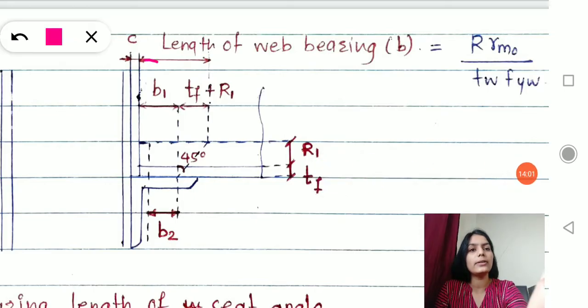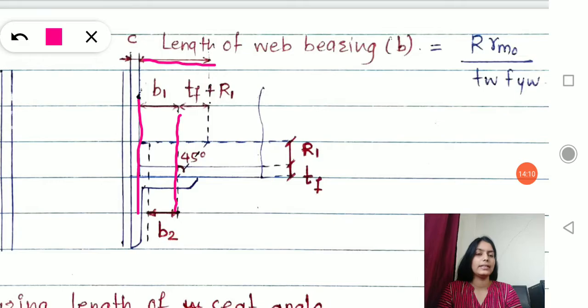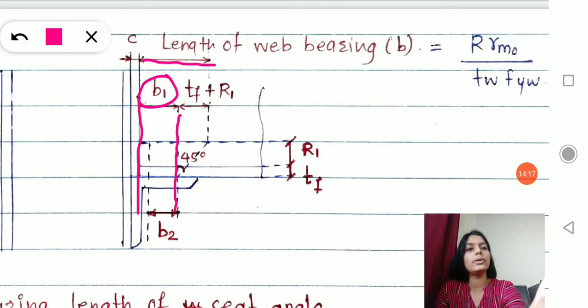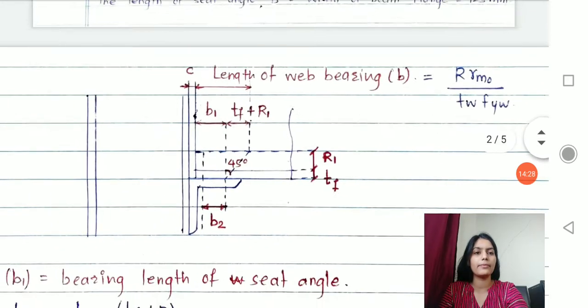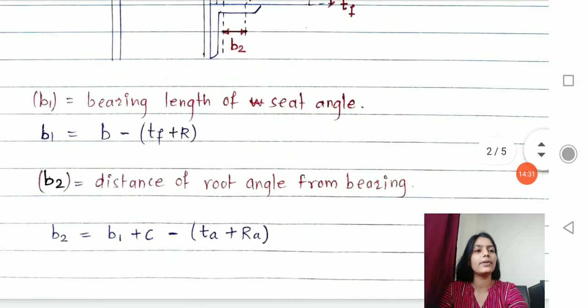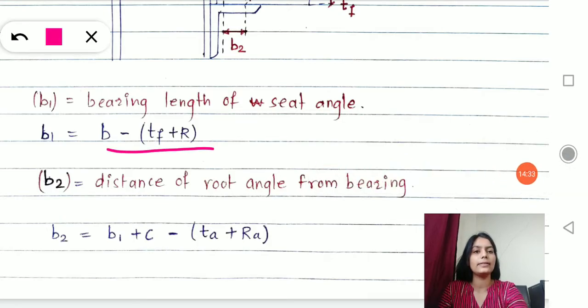This is your total beam, whereas the bearing length of your seat angle ends over here, from this to this. This is your B1, which is the bearing length of a seat angle. How can we calculate that? From the total B, we can subtract the thickness of flange plus R1, and we will come to know the B1 value. That is the bearing length of seat angle.